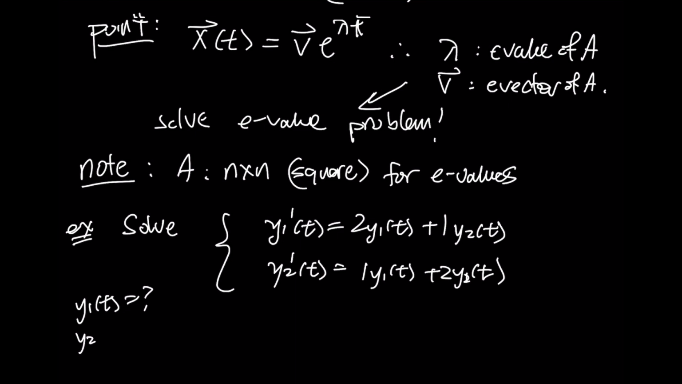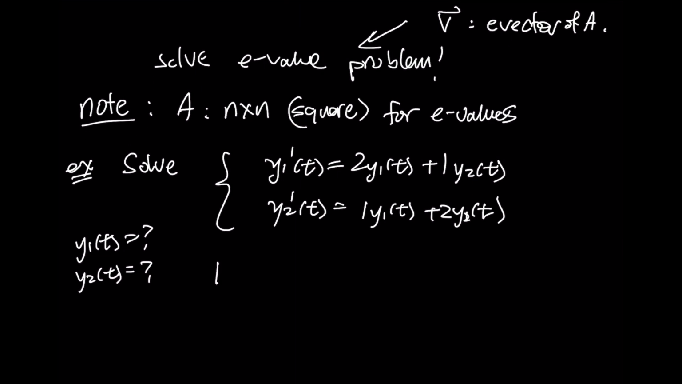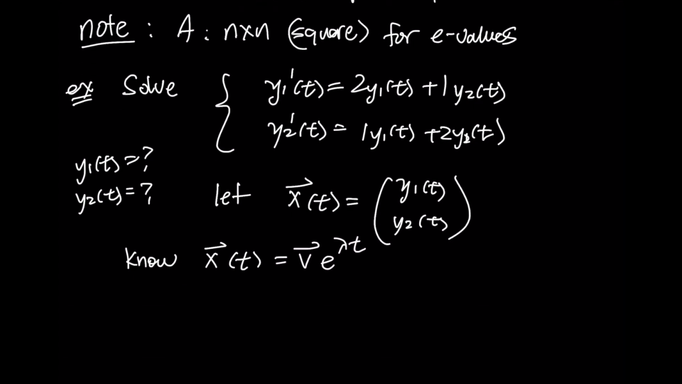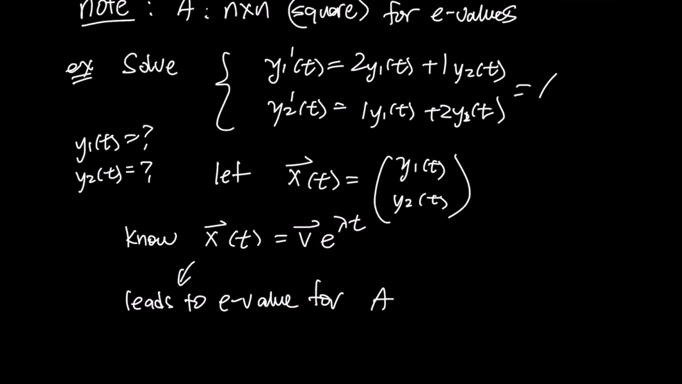We are going to let this solution vector x of t be composed of these two functions, y1 of t, y2 of t, and we know that this has to be of the form e to the lambda t. This is what we're going to try. So it leads to an eigenvalue problem for this matrix A. This system above can be written as the matrix 2, 1, 1, 2 times y1 and y2. And that means we have to study the eigenvalues and eigenvectors of this matrix here.